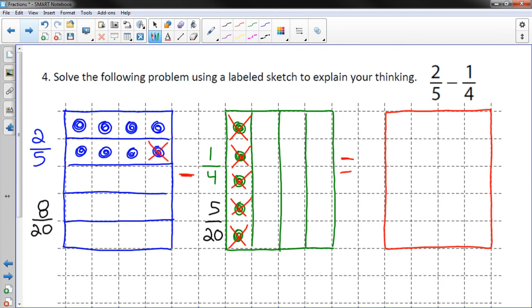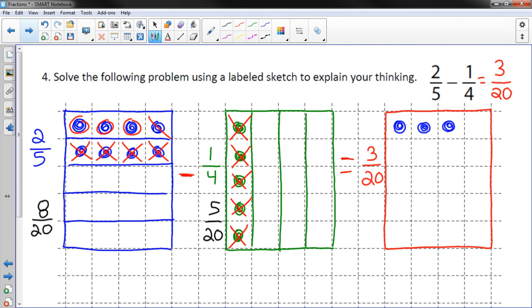So I'm going to take away 5 of these. And I'm left with 1, 2, 3 20ths. So I'm left with 3 20ths. 3 20ths is my answer.